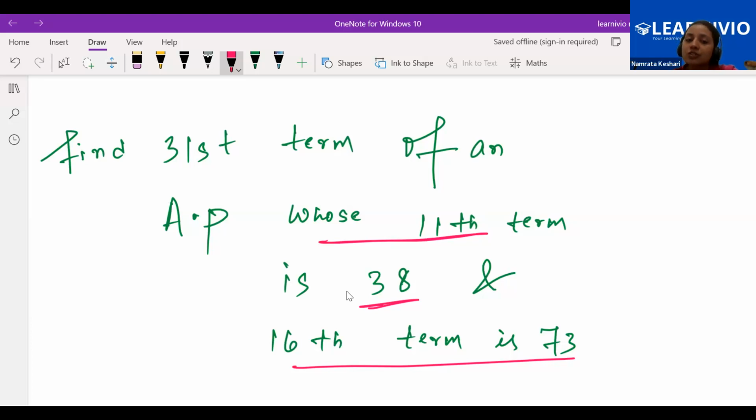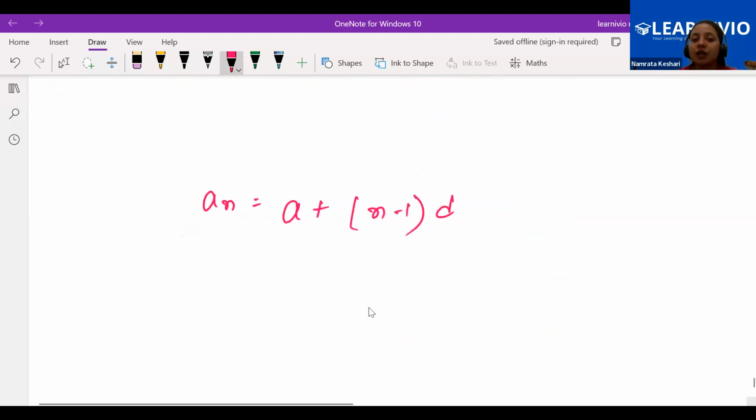So what will be the equation? Let me know. It will be an equation in two variables and you have to tell me what equation you are getting. We don't know a and d, so we keep a as a and d as d. You will be able to create one equation from the 11th term being 38. What is 11? What is 38? You have to figure it out and put it in this formula.